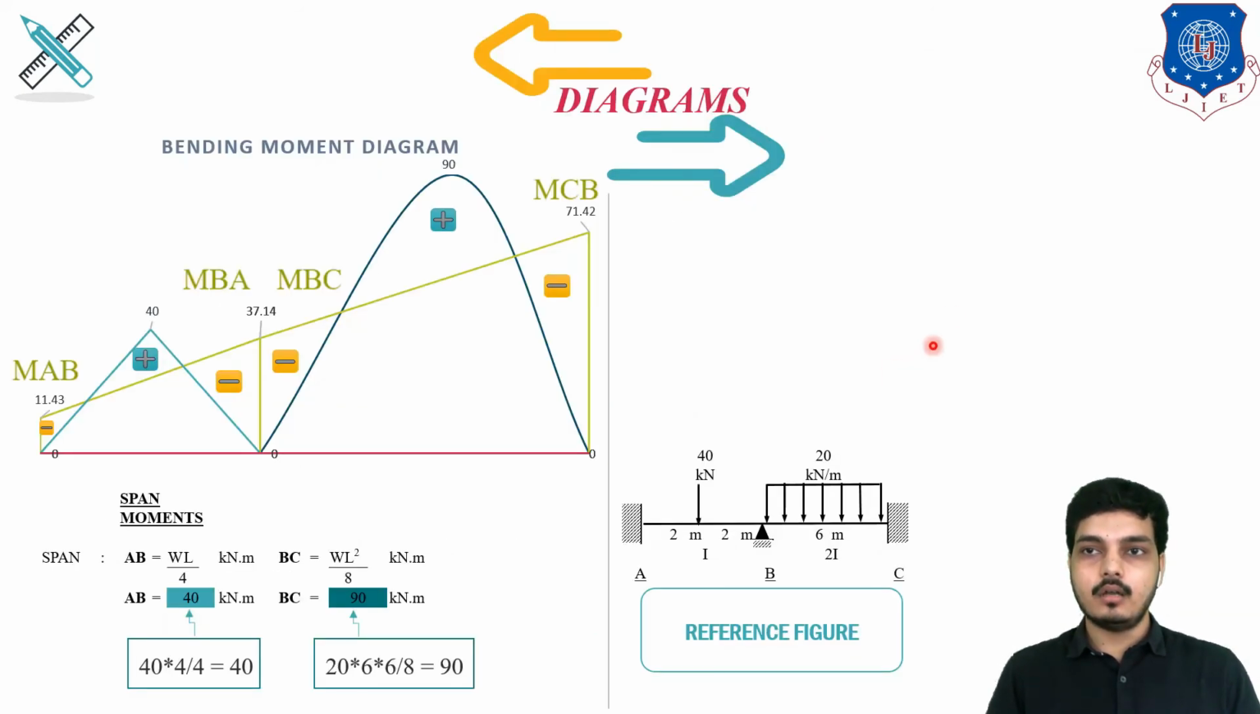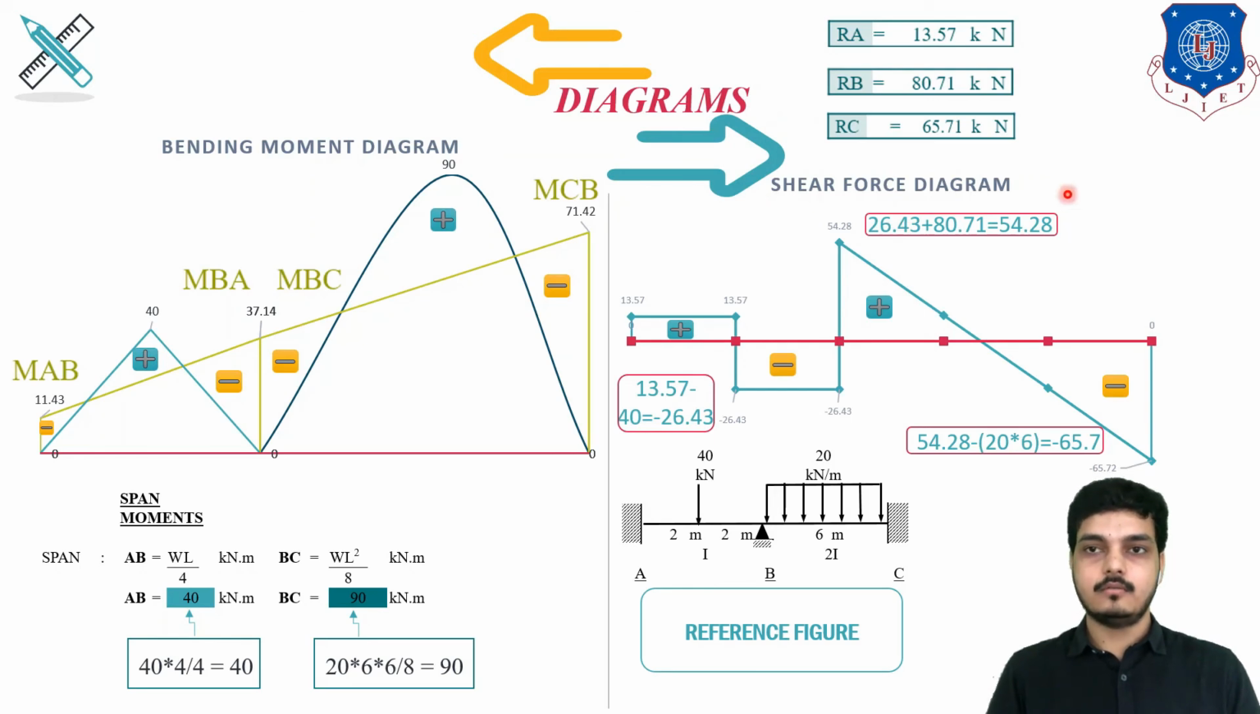Now moving ahead to the shear force diagram. So first, how to draw the shear force diagram, let's see. Now here at A there will be RA, which was coming 13.57, so plus 13.57, and for 2 meter there is no loading, so straight. And then there is 40 coming downward, so plus 13.57 minus 40 will give minus 26.43 on the negative side. And then again for 2 meter there is no loading, so straight.